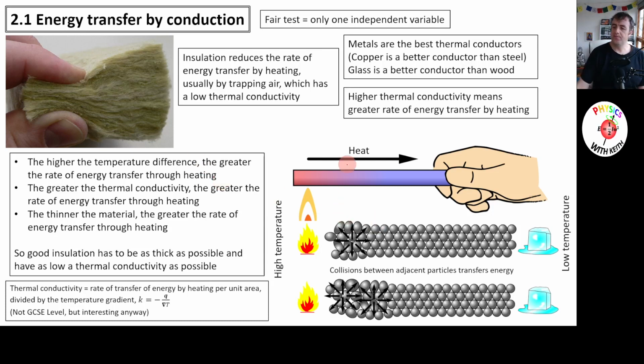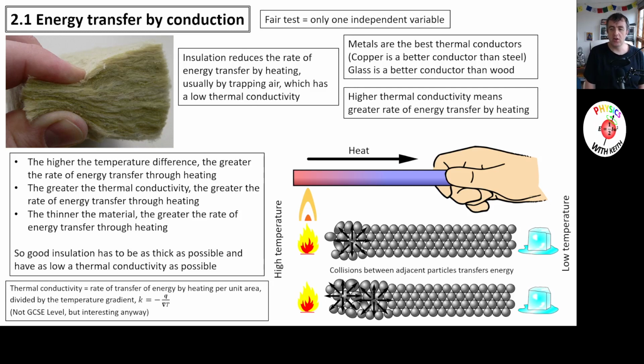So what can we do to improve the conduction of a material? Or should I say, what can we do to improve the rate that energy is transferred from one side to the other side of a material? Well, we could choose a material that has a higher conductivity. Different media have different conductivities.